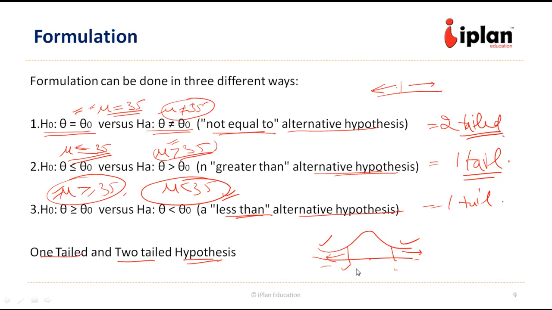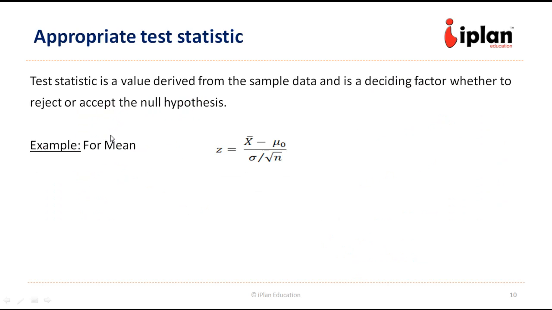Now let us see how we choose an appropriate test statistic. This test statistic is a value which is derived from the sample data, and it is a deciding factor whether to reject or accept the null hypothesis. So that is our critical value, the test statistic. We have already seen the example.